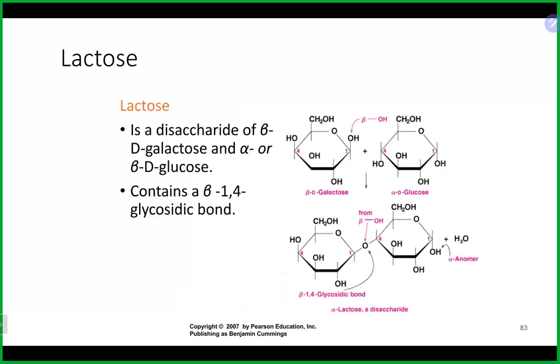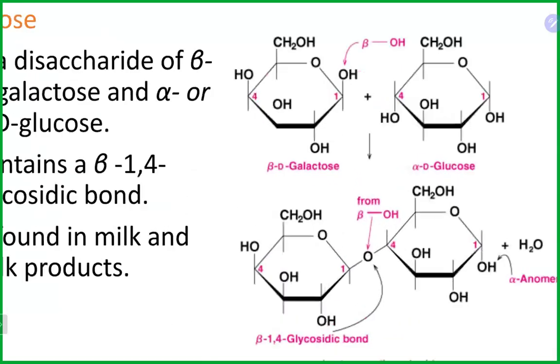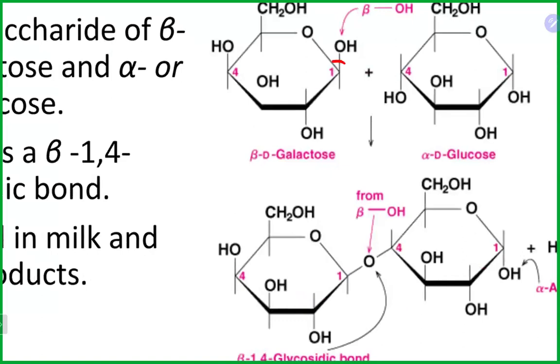Now, lactose, on the other hand, is made up of a beta D galactose and an alpha or beta D glucose molecule coming together. And it contains a slightly different named bond. This bond is known as a beta 1,4 glycosidic bond. Again, the 1 and the 4 are the two carbons that are involved. So those are the two carbons that are coming together.